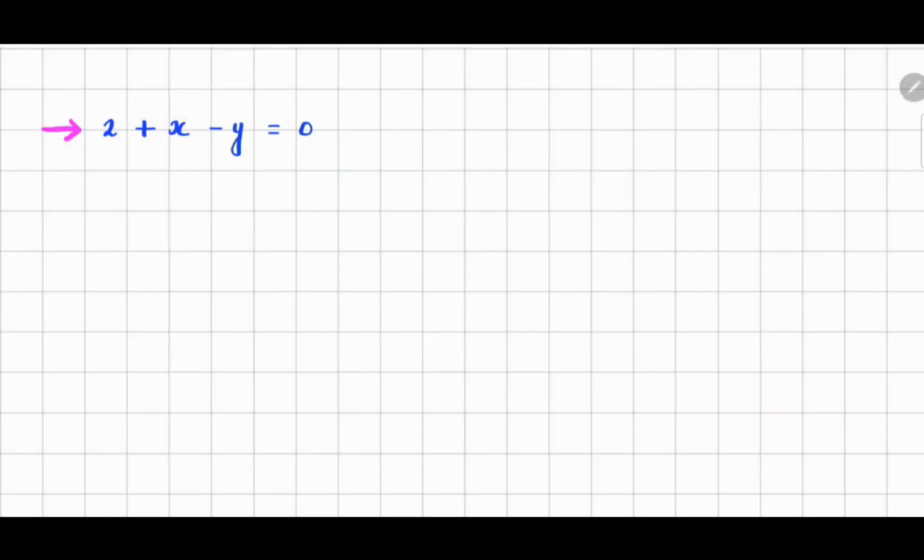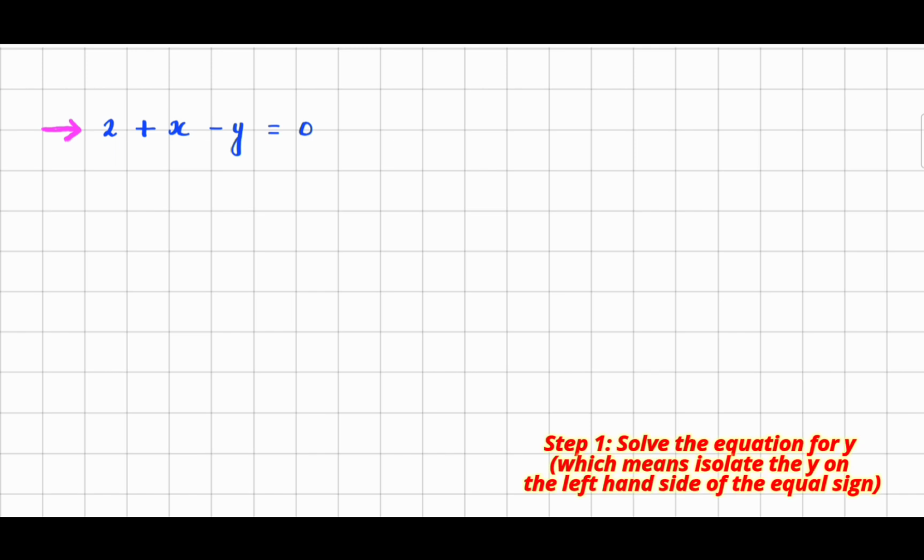Now let's graph this linear equation. 2 plus x minus y equals 0. How can I say it's a linear equation? Because the maximum power of any variable is 1 and it has two variables, x and y. Step 1. Solve the equation for y. That means isolate the y. If we bring this negative y to that side, it becomes positive y. So we have 2 plus x equals 0 plus y, or just y.